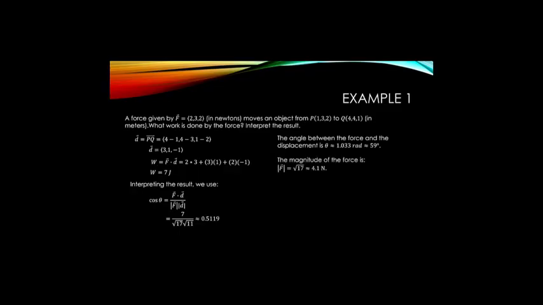Since the magnitude of the force is the square root of 17, this is approximately 4.1 newtons. The magnitude of the component of the force in the direction of displacement is the magnitude of the F sub W vector. That is going to be my magnitude of my force times the cosine of theta, square root of 17 times the cosine of 1.033, which is approximately 2.11 newtons.